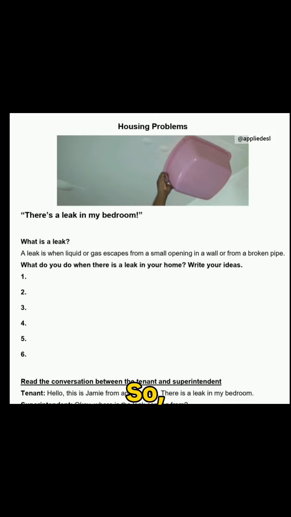Write your ideas. So this is an actual picture from my home when we had a leak in our bedroom. And that's my hand holding up the bucket trying to catch some of the water. So what you can do as a teacher is you can start by asking your students, did they ever experience this? And have them write their ideas on what do they do when there is a leak.